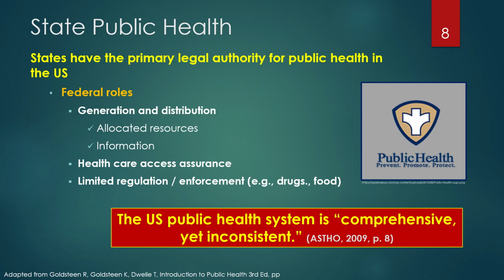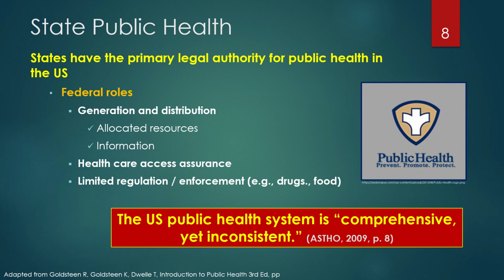As described in previous sessions, the primary legal authority for public health in the United States rests with the states. The federal government undertakes extensive public health activities that include the generation and distribution of allocated resources and information, healthcare access assurance, and to a limited extent, regulation and enforcement in matters that broadly affect the country, for example, drug and food safety. States generally have responsibility for implementing public health programs and delivering public health services.